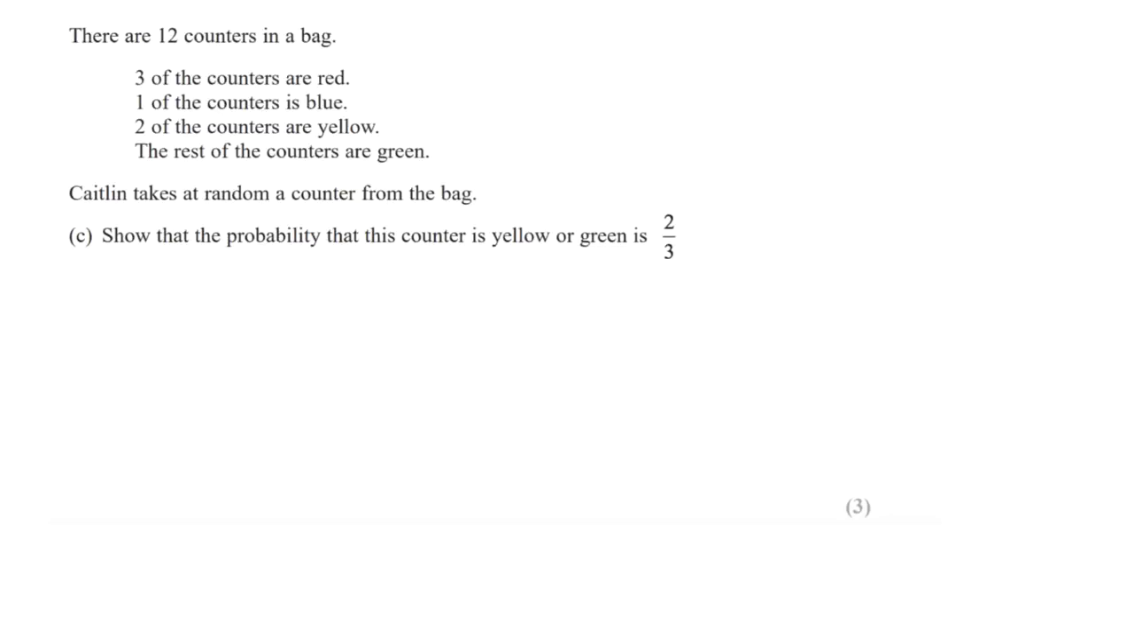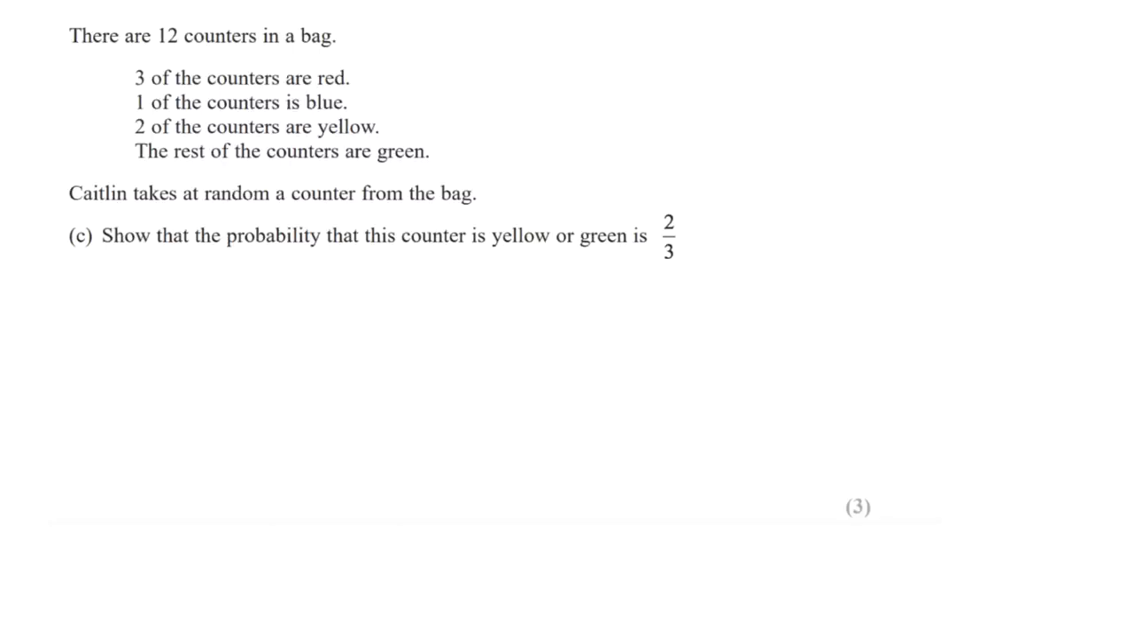There are 12 counters in a bag. 3 of the counters are red, 1 of the counters is blue, 2 of the counters are yellow, the rest of the counters are green. Caitlin takes at random a counter from the bag. 7c. Show that the probability that this counter is yellow or green is 2 over 3.